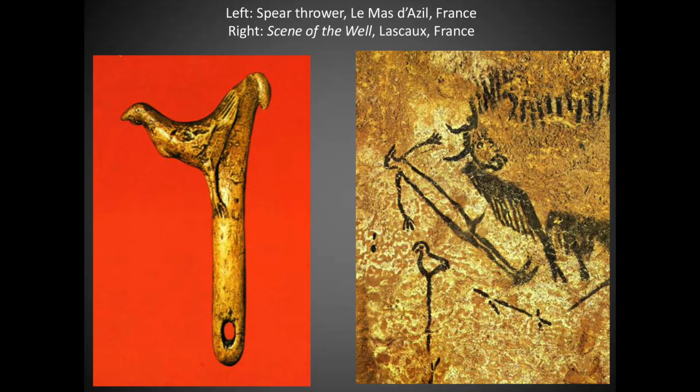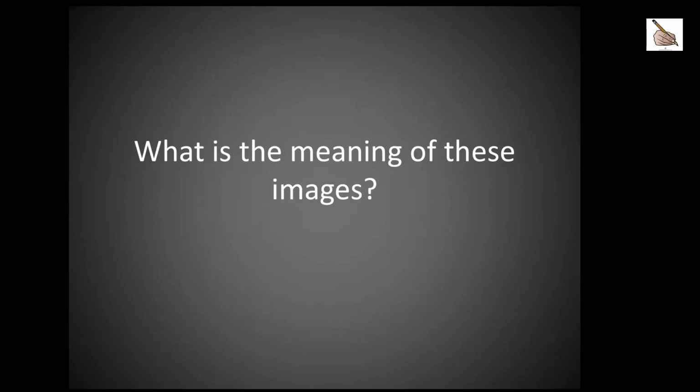The bird object could be a spear thrower made of antler found around 1940 in a separate cave, but we were uncertain. What is the meaning of these images?